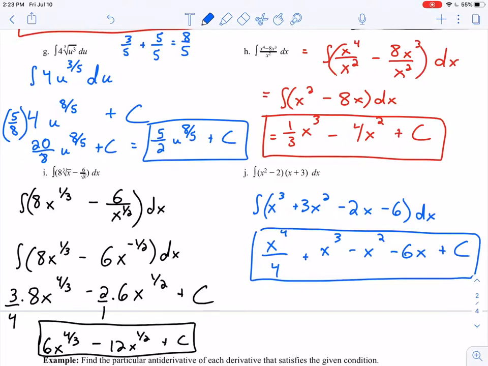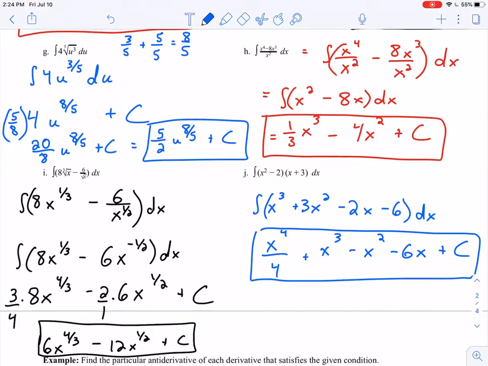Remember that you can check every single one of these by taking the derivative. If I take the derivative of what I just found right here, I should end up with exactly what we started with. So just know that you can check your answers for every single one of these problems. So hopefully this helps you. If not, I would recommend practicing a lot of these problems. Like I said earlier, we've been doing derivatives for so long, it might be more difficult than anticipated to train your brain to do this new skill.